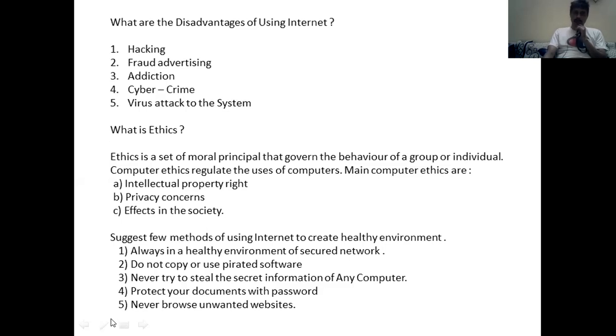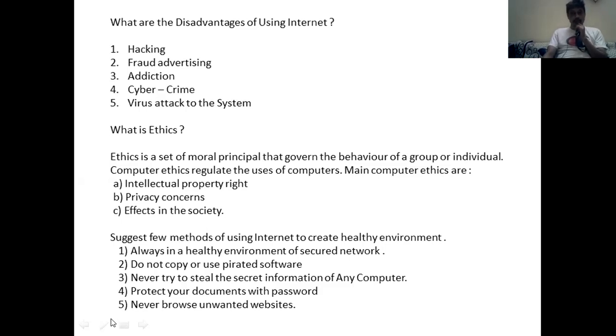So do not copy or use pirated software. It is in your hands. When you are getting software, you should know this software is not pirated or manipulated. So when you are using internet software or any kind of software, you should be licensed to use it. Never try to steal the secret information of any computer. When you get access to any computers using various software, you should restrain yourself from getting indulged in the manipulation of others' information or data.